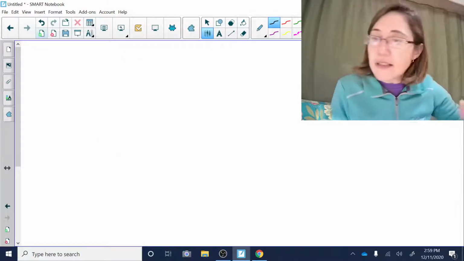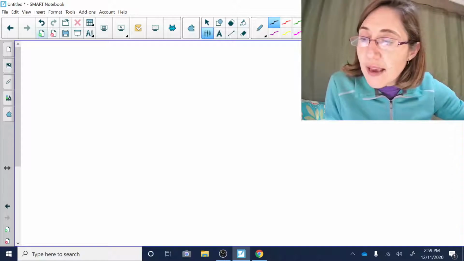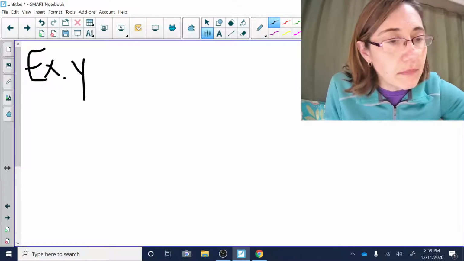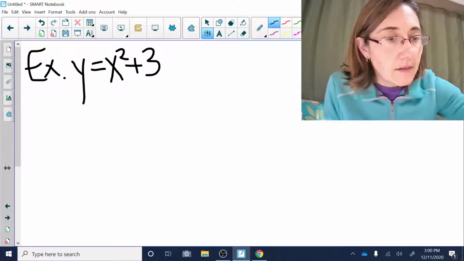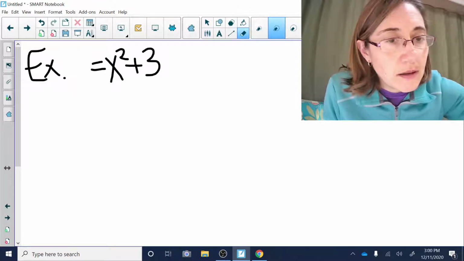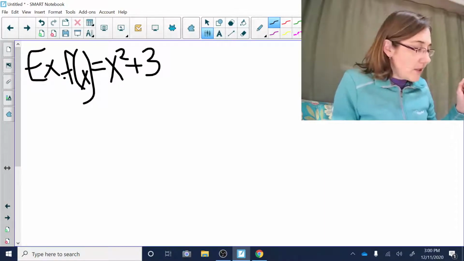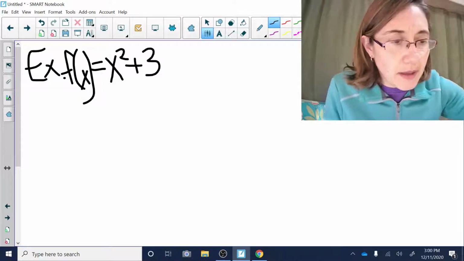Okay, so our third and final example, we are going to look at y equals x squared plus 3. Okay, so that's my f of x. I should have put f of x there. It's my original. So let's graph this one first. I want you to see something about this first.